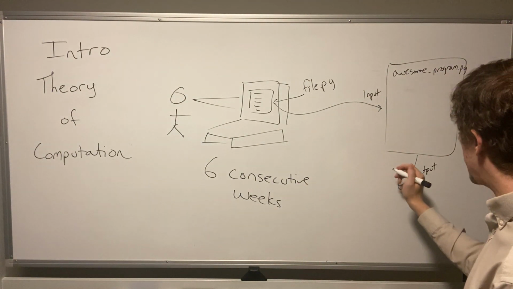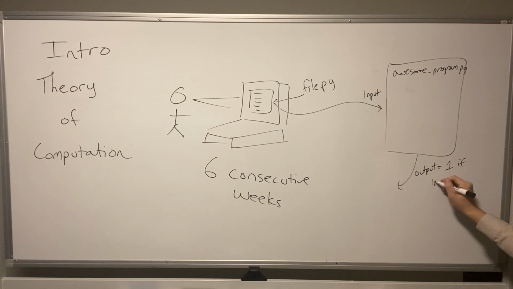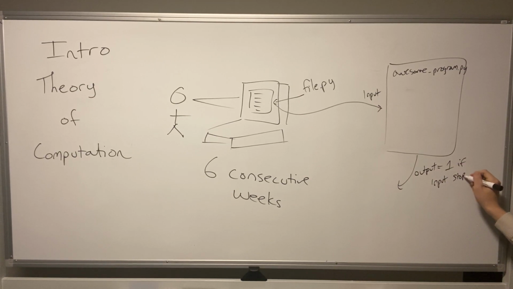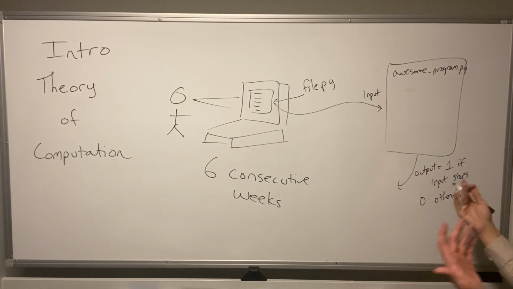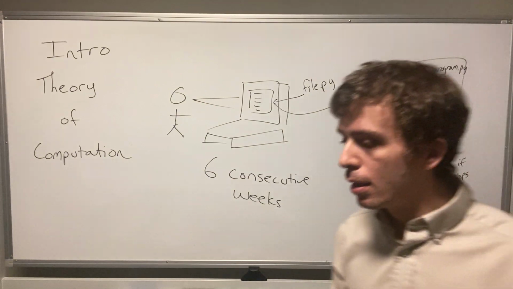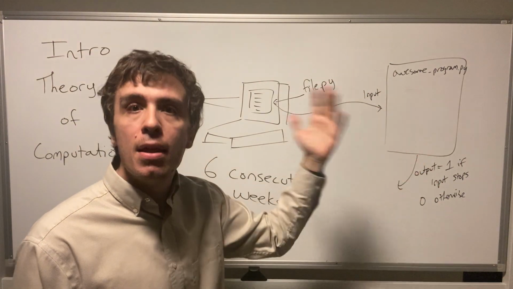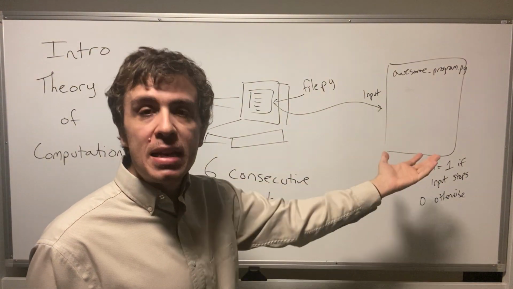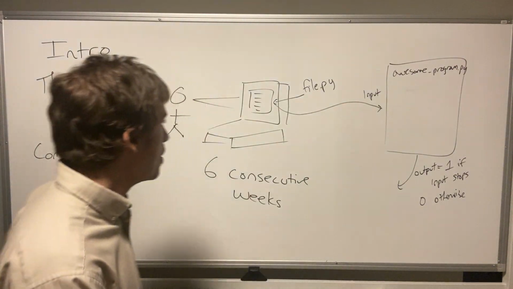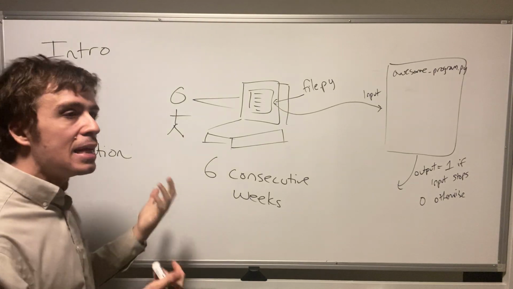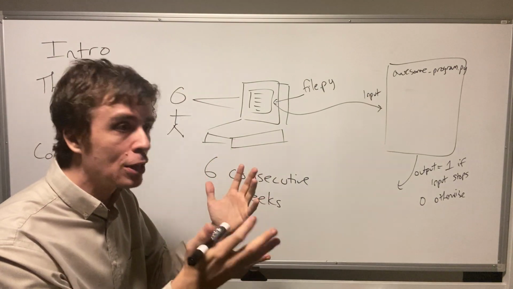Maybe the output is going to be a 1 if the input stops, and 0 otherwise. Or you can associate that as true and false. It doesn't really matter here. The meaning is that there's an algorithm where you can feed in this program, and the output tells whether that program's going to stop. Because if you look at a program running, it's not intuitively obvious whether or not it is going to stop as you're watching it run.